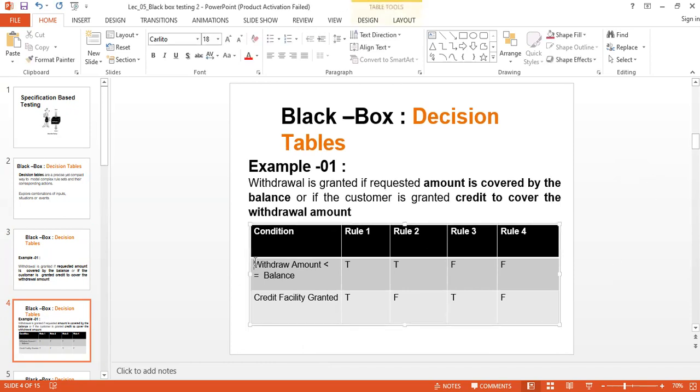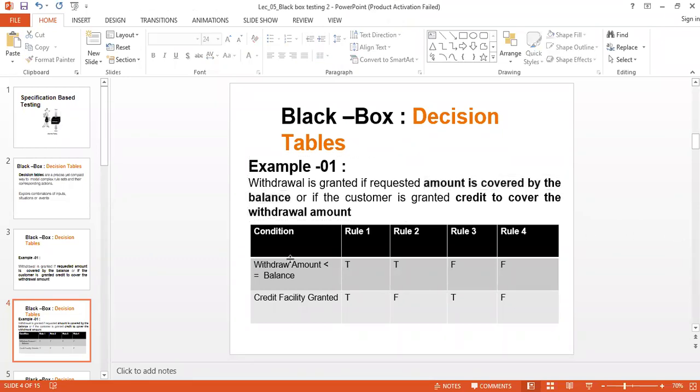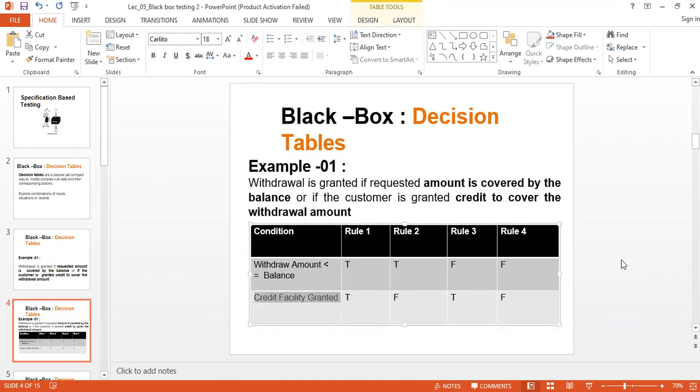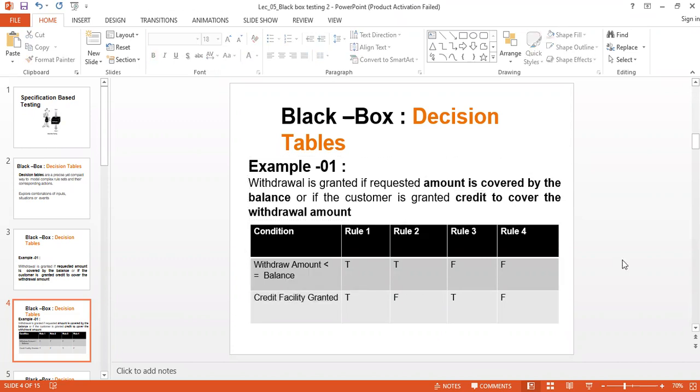So the first thing is my first condition: amount is covered by the balance. Withdraw amount is less than or equal to balance, right? The second condition will be if the customer is granted credit to cover the withdrawal amount. It means credit facility granted, right? Do you understand these 2 conditions?